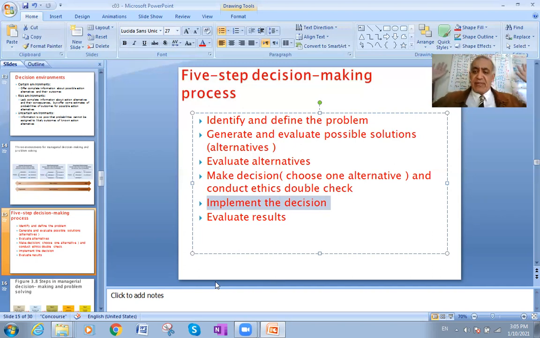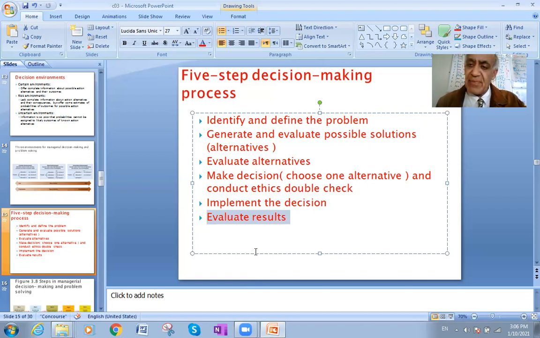I didn't move on. I didn't do anything. So here in this step, which I highlighted, implement the decision. Here I will raise up my cell phone and call the taxi cab and tell him my address. Then he will come and drop me where I will go. Then I will check when I reach there to the college.